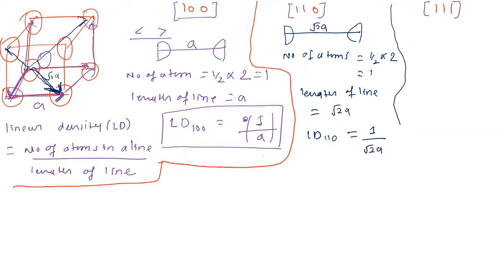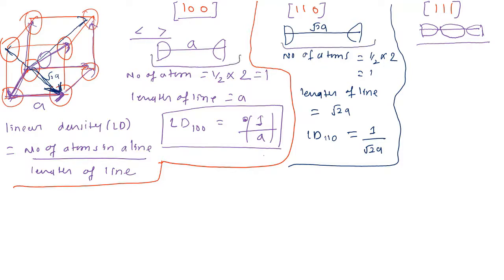Now similarly we will calculate the linear density for 111. Let me show what the 111 direction is here. This is the 111 direction. Here we have atoms. From the visualization also we can say this is the closest packed direction, because the number of atoms is more and it is closely packed. Here is only one atom, here is only one atom, and here we can say there are two atoms.